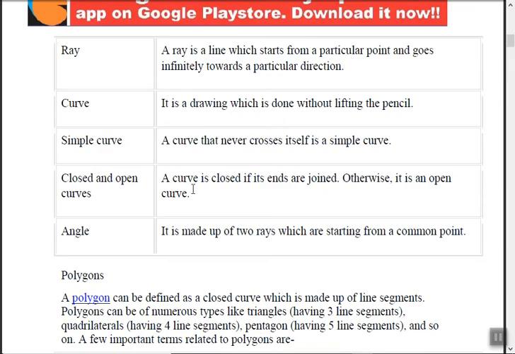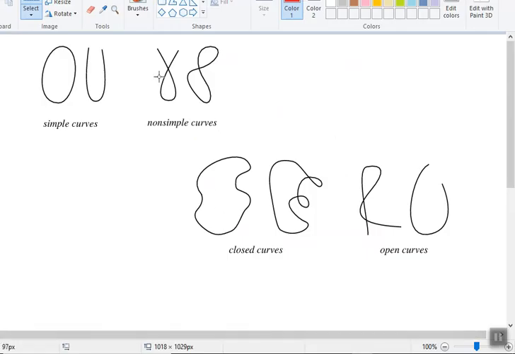So next is closed and open curves. A curve is closed if its ends are joined. Otherwise it is an open curve. Understand there are two different distinctions here. Simple and non-simple is one. Second is closed and open curves. A circle is a simple curve, and also a simple closed curve. Even a rectangle is a closed curve, and a triangle is a closed curve. Closed simple curves, both rectangle and triangle, because the endpoints touch but the curve doesn't cross itself.